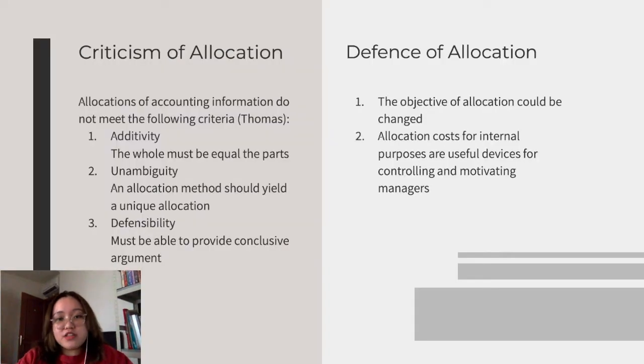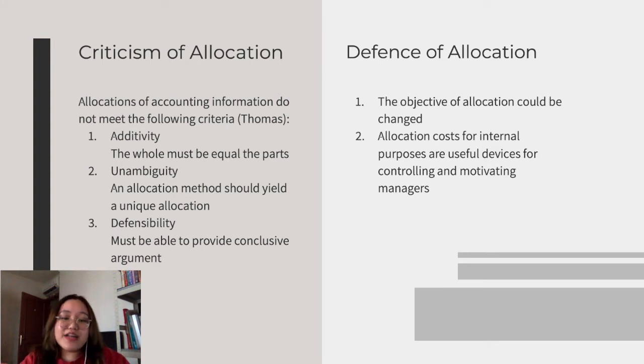The current practices of allocation are criticized because the allocation of accounting information does not meet these criteria, as mentioned by Thomas. First is additivity. Additivity means that the whole must equal the parts. In essence, if an allocation is made of a total, the partitioning of it must exhaust the total. When the allocated amounts are added together, the total is the same as before the allocation.